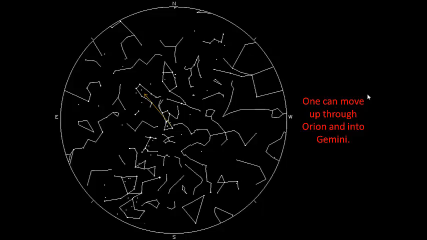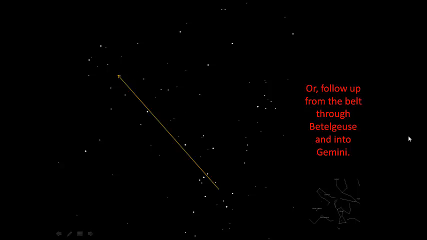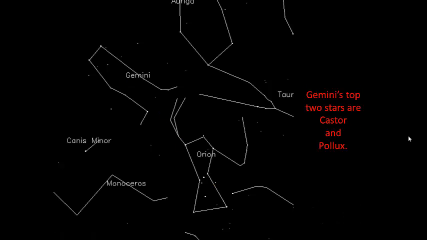Now, we can also use Orion to move up into this beautiful constellation here, nicknamed the Twins, Gemini. Can you see how if you go from Rigel through the belt, up through Betelgeuse, you end up in Gemini? And Gemini has two very bright stars that are quite noticeable, Castor and Pollux.